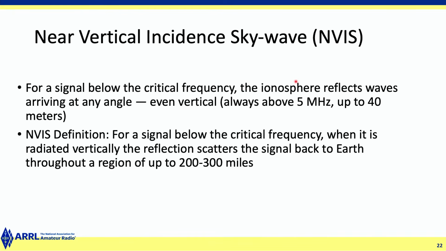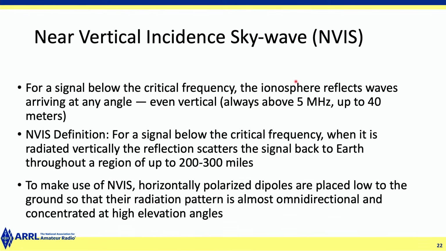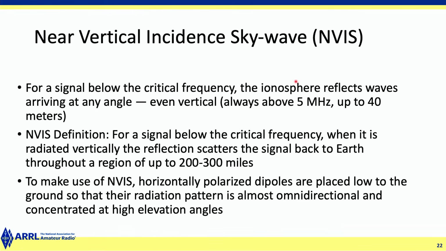So again, here, NVIS is a frequency that gets reflected back within 200 to 300 miles of our area. What you want to do is place your horizontally phased dipole low to the ground, generally 1/10 of a wavelength above the ground. So 80 meters, you want to put it 8 meters above the ground, 24 feet, 25 feet. So an 80 meter antenna at 25 to 30 feet is going to be an NVIS antenna, right?